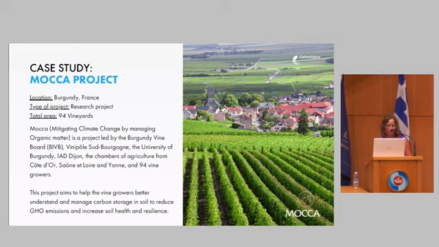So it aims, first of all, to help the wine growers better understand and manage carbon storage in the soil, to reduce GHG emissions and also increase soil health and resilience, especially if in the future some chemicals are not allowed anymore. So the aim is to find soft alternatives that will ideally be even more efficient in terms of health and efficiency. In that case, it started with a survey of 30 vine growers on their management of organic matter in order to identify which practices were used.